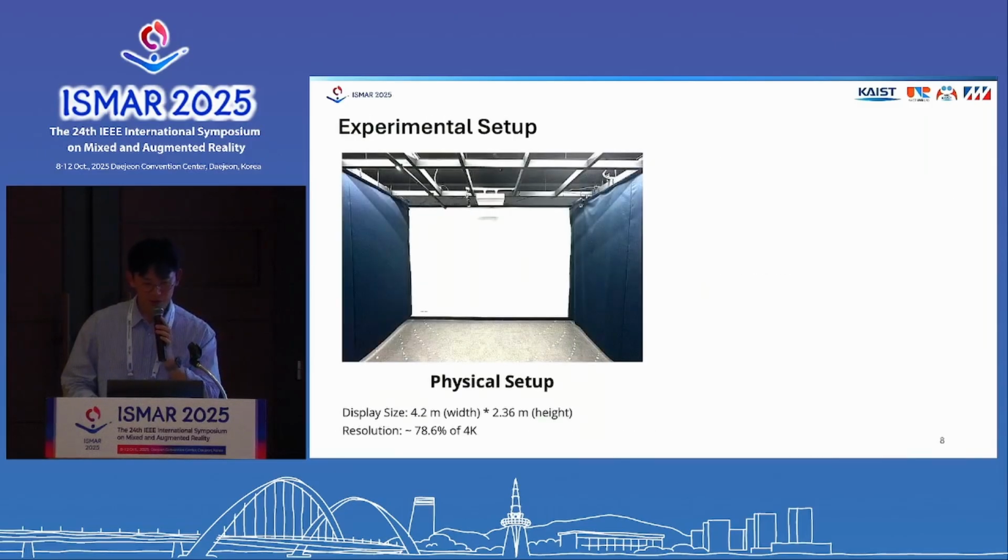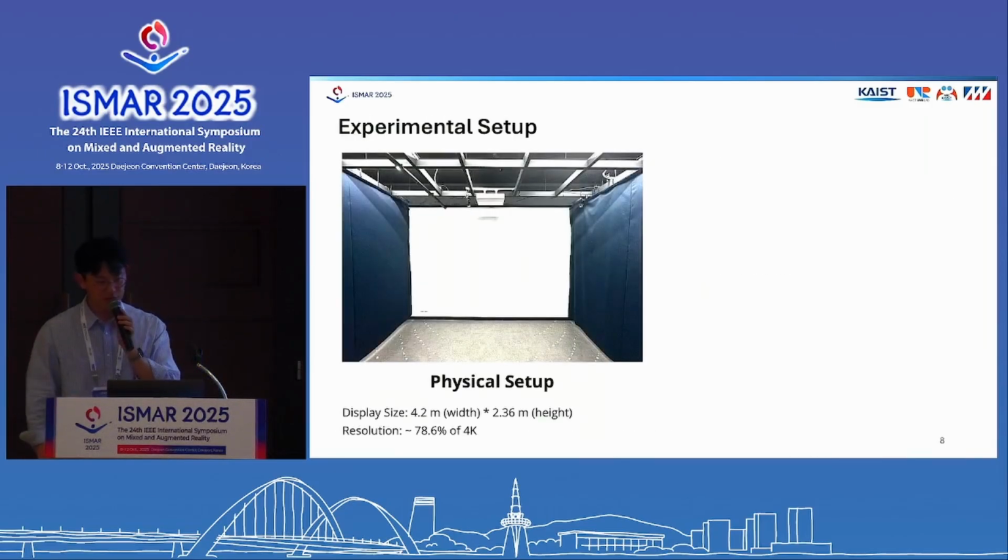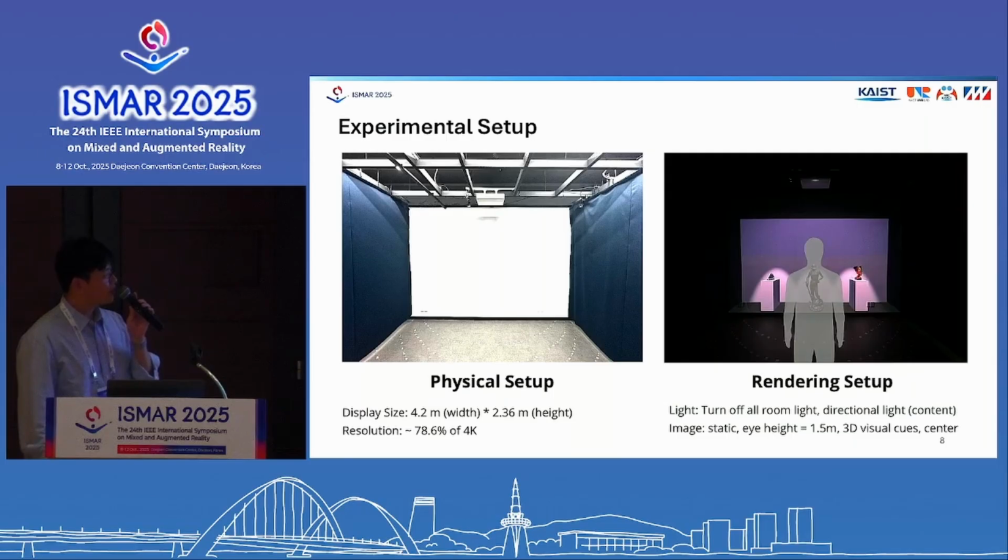My physical environment setup was like this, with the BIM projector on the side and the screen. The size of the screen was about 4.2 meters by 2.36 meters, and the resolution is about 70 to 80% of 4K. For the rendering setup, I turned off the lights, and only the directional light rendered by Unity appears through the projector beam.